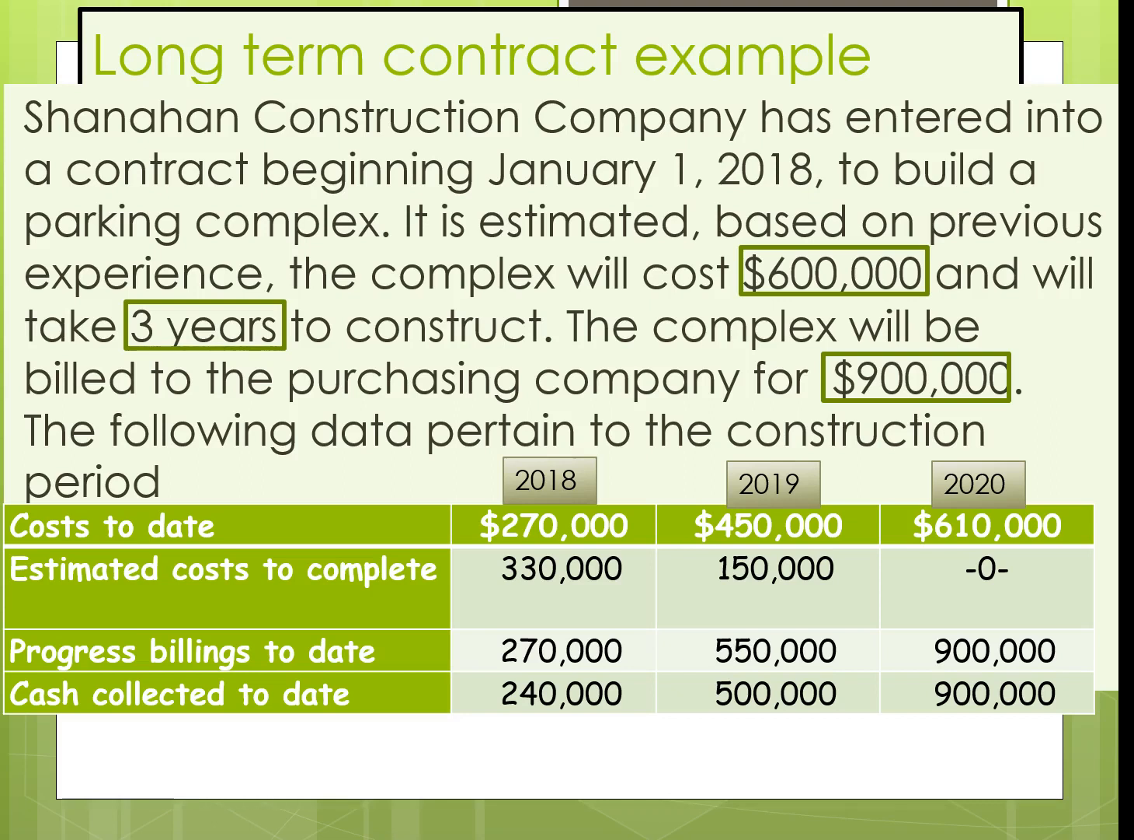Then we have progress billings to date. The difference between these two accounts, progress billings to date and cost to date, is billings in excess of cost, and these both are cumulative. And then cash collected to date.